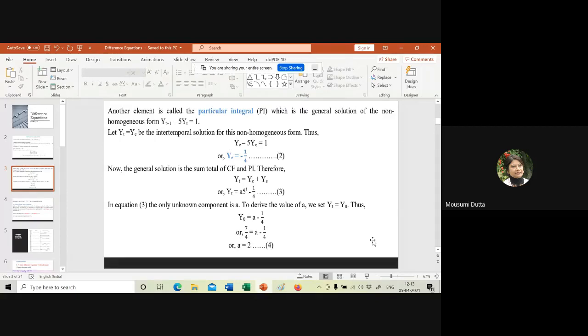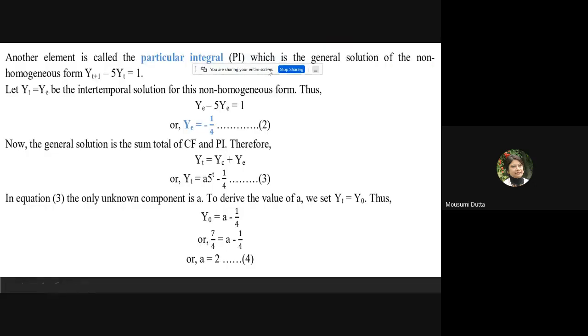Before that, we will derive the other component which I mentioned, the particular integral, which is equivalent to the equilibrium value of the concerned variable. So another element is called the particular integral, which is the general solution of the non-homogeneous form y_{t+1} minus 5 y_t is equal to 1. So CF was the general solution for the homogeneous form. Now I am considering the solution for the non-homogeneous form.